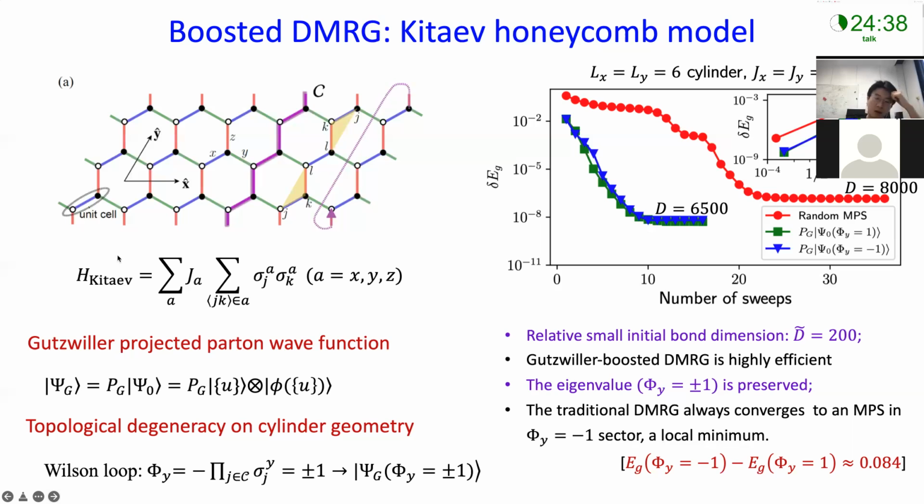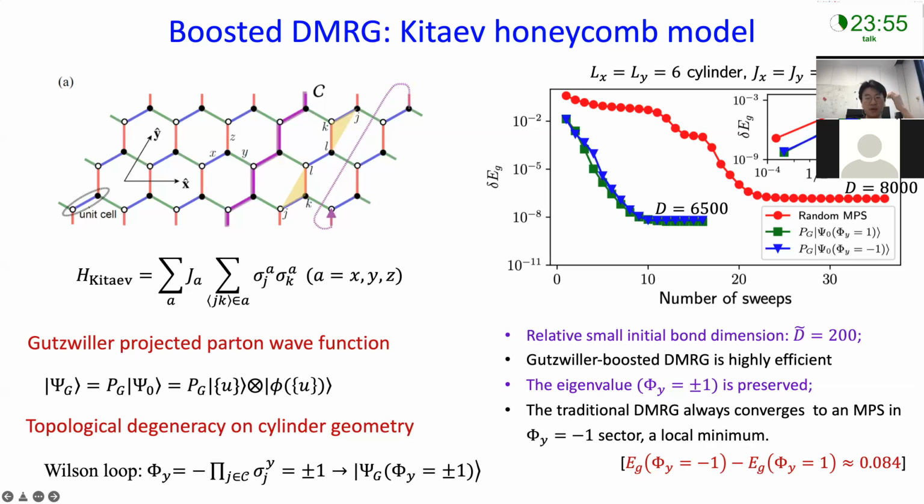So the ground state of the Kitaev honeycomb model can be easily solved, and it is just a Gutzwiller projected BCS wave function, which can be converted into an MPS by our MPO-MPS method. And by the way, if we put the Kitaev model on a cylinder geometry, we have a good quantum number. We have a twofold topological degeneracy due to the Wilson loop. The Wilson loop is just a product of sigma y operators along the purple loop C. So it is a Z2 number to label the ground state in different topological sectors.